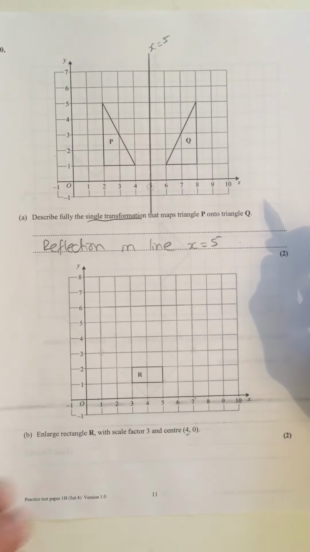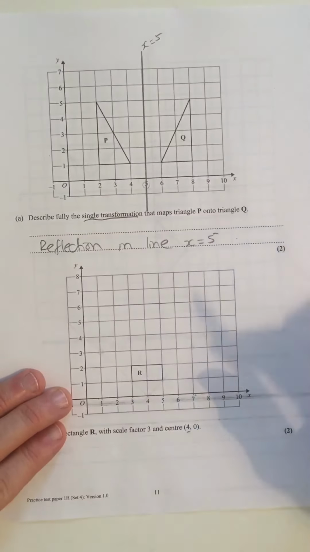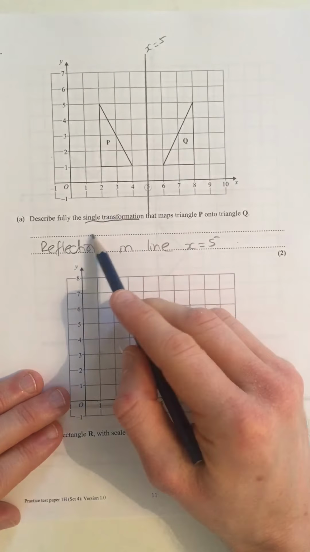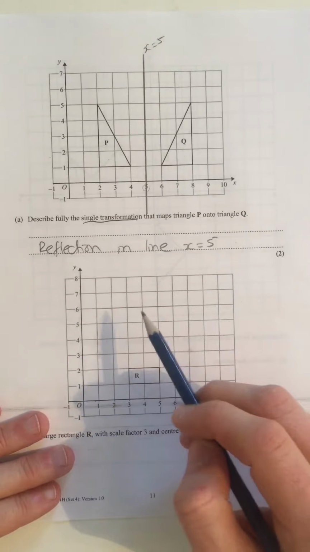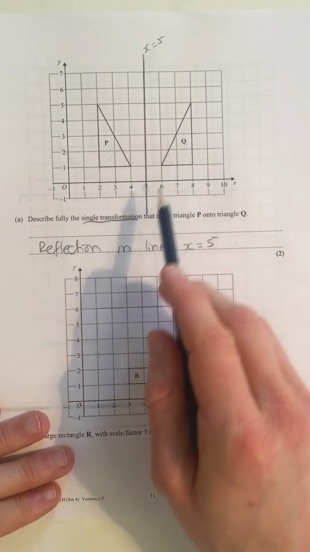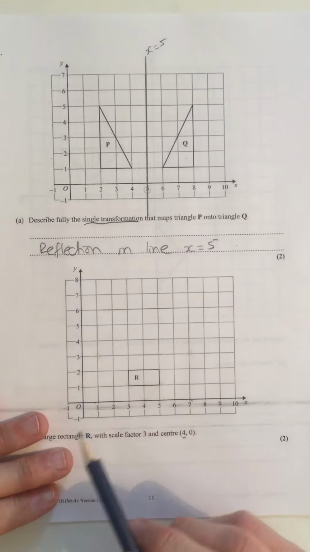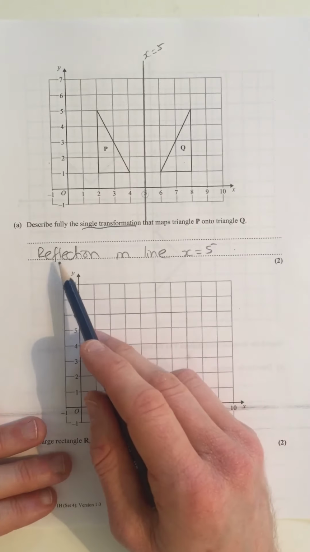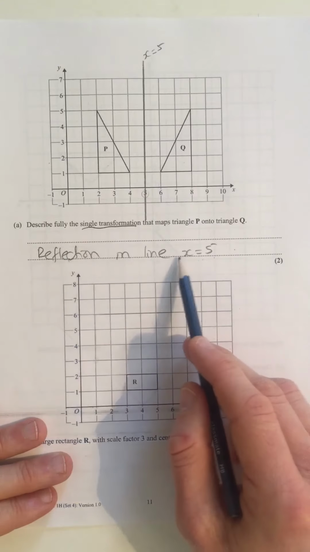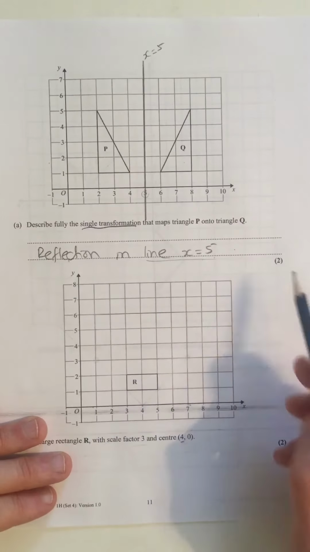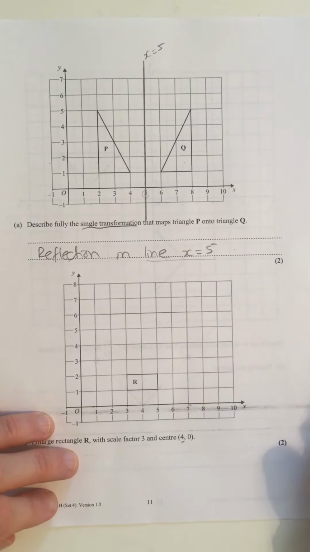It's a three-part question, so I've already done the first part for you just to speed this video up. Hopefully you can see that in order to make triangle P become triangle Q, that's going to be a reflection in the line x equals 5. So my answer here is a reflection in the line x equals 5. You need both the reflection and the line x equals 5 to get both of those marks.